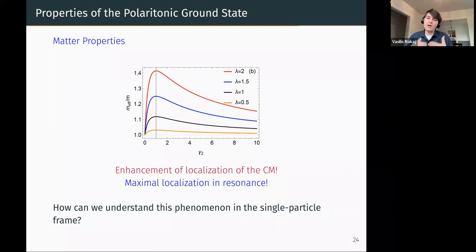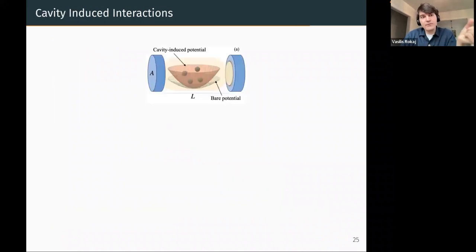And even numerically, there are not many methods which can treat at the same time matter correlations, like two-body correlations, and also light-matter correlations. So in order to actually access the full many-body ground state of the system, you have to find a way to go around this in order to implement some of the methods that you already have from standard many-body theory. So what we did in order to find an effective way to understand what is going on in the ground state of the system is the following.